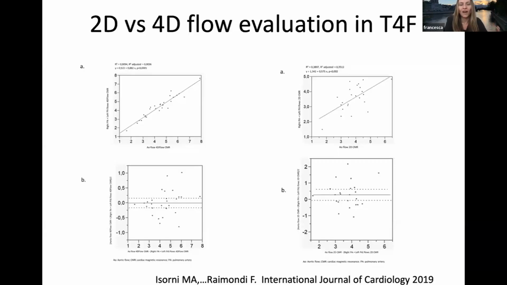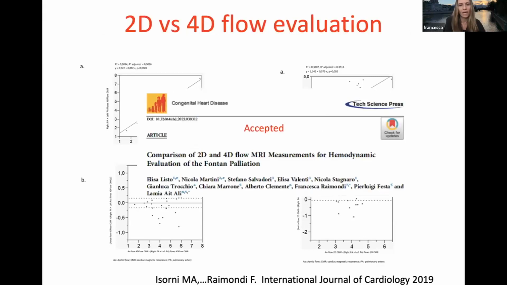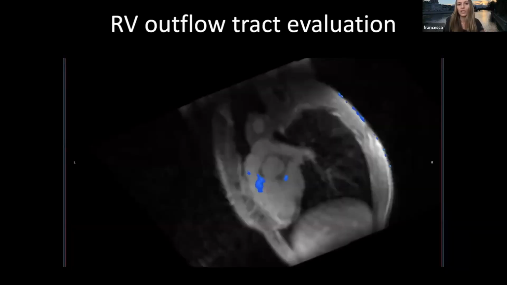Of course, you should validate this technique in your center in comparison with 2D phase contrast. It was the previous sequence used to calculate flow. Every center should do it. We did it many years ago, and now we have validated the majority of pathologies, especially in Fontan, as Arno will show you, and so we use it routinely without 2D phase contrast.